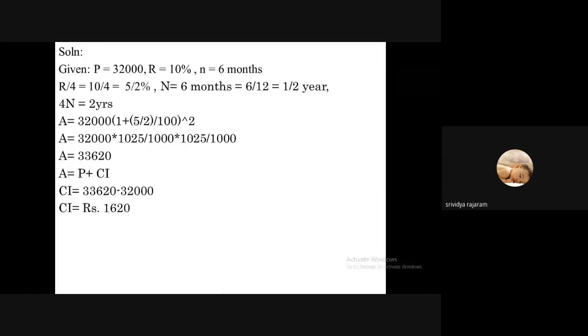So multiplying it twice, 32,000 into 1025 by 1000 into 1025 by 1000. On simplifying this, we are getting the new amount calculated quarterly as 33,620. But what they are asking is to find the compound interest calculated quarterly. So we know the formula A is equal to P plus CI, so CI is equal to A minus P. The A we have calculated is 33,620 minus P, the initial amount, which is 32,000. On simplifying, we get CI as rupees 1,620, and this amount is calculated quarterly.